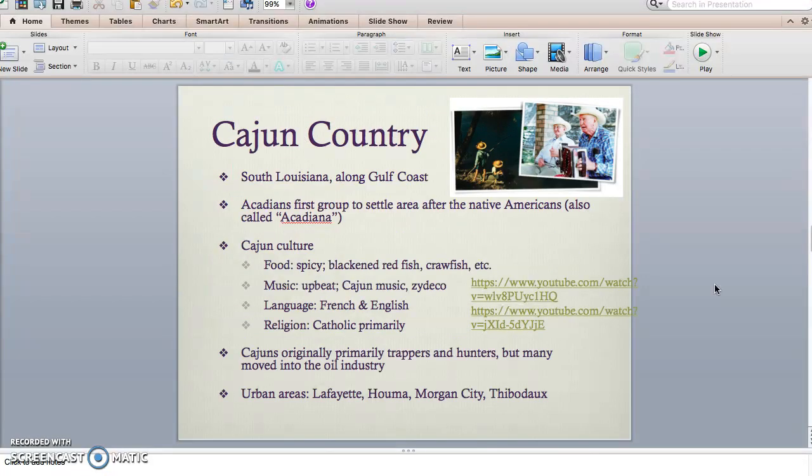All right, Cajun country. This is South Louisiana along the Gulf Coast. The Acadians were the first group to settle here after the Native Americans, of course, which is why the area is called Acadiana, for the Acadians. And we'll talk a little bit about the Acadians in a bit. But Acadians and Cajuns are the same thing, okay? So they have the Cajun culture here. Their food, they have spicy, black and red fish, crawfish, etc. Music is more upbeat. You have Cajun music and Zydeco music.